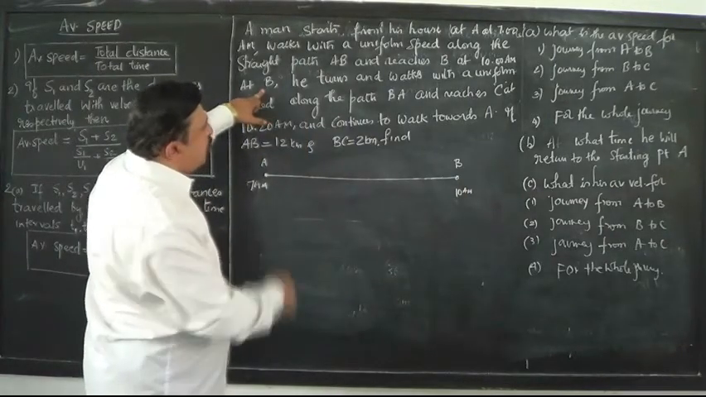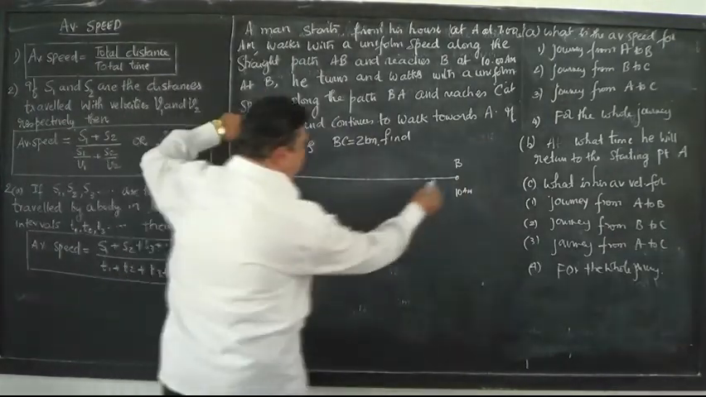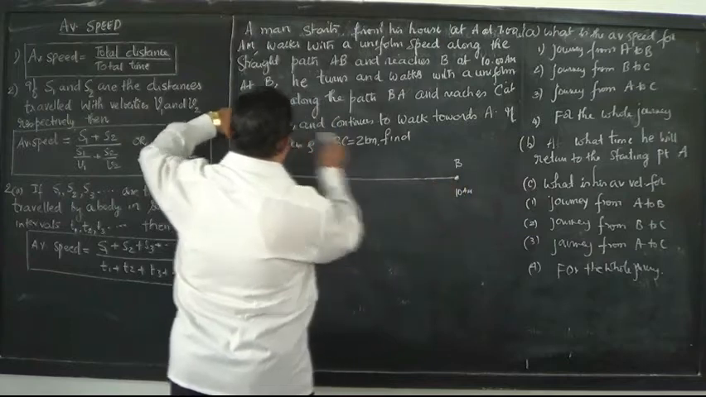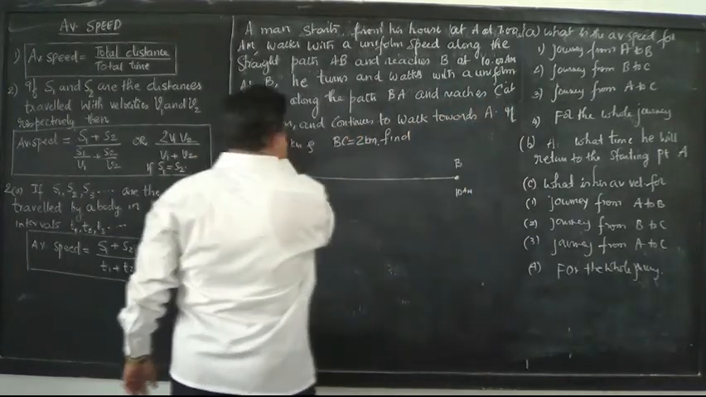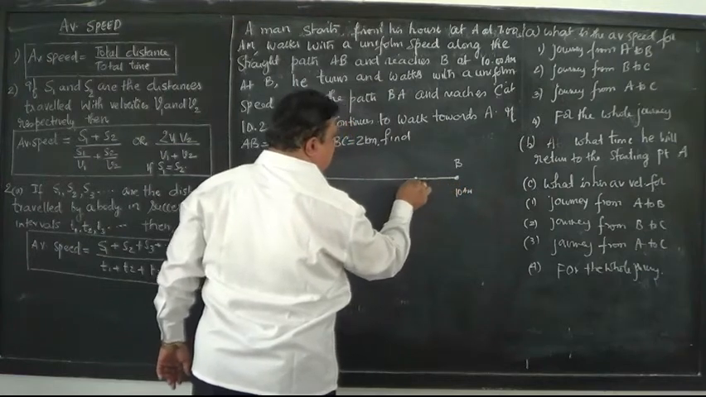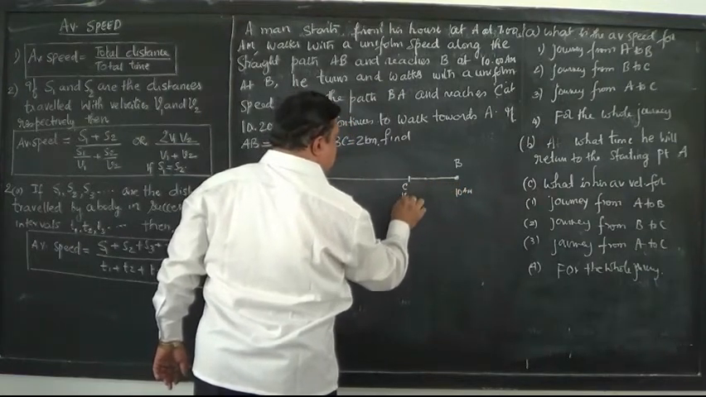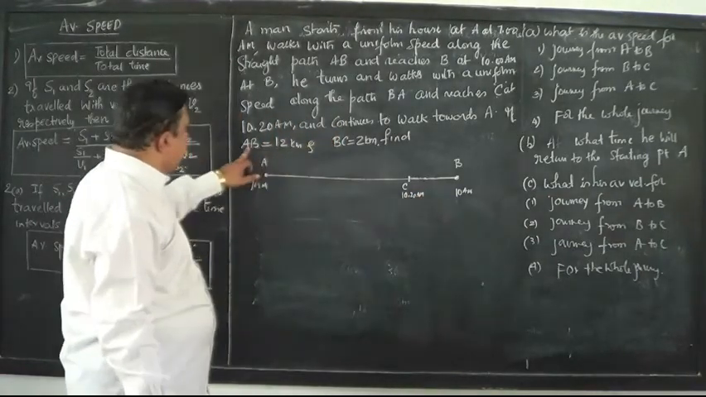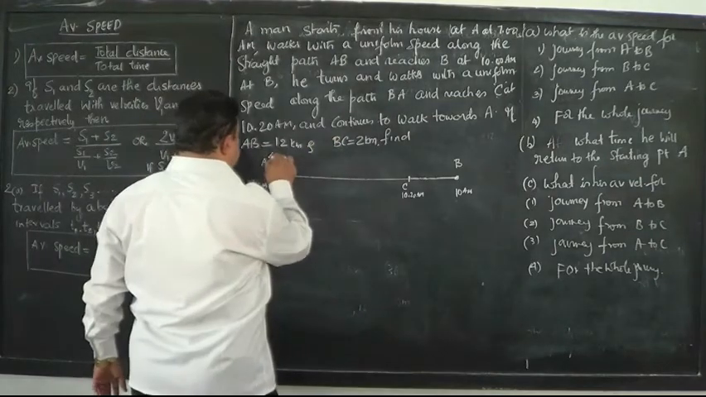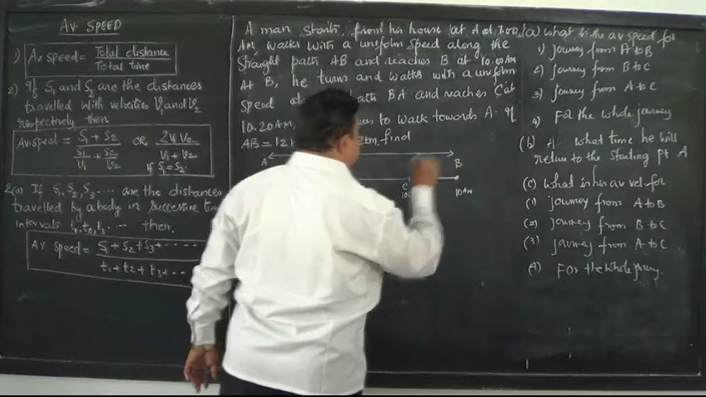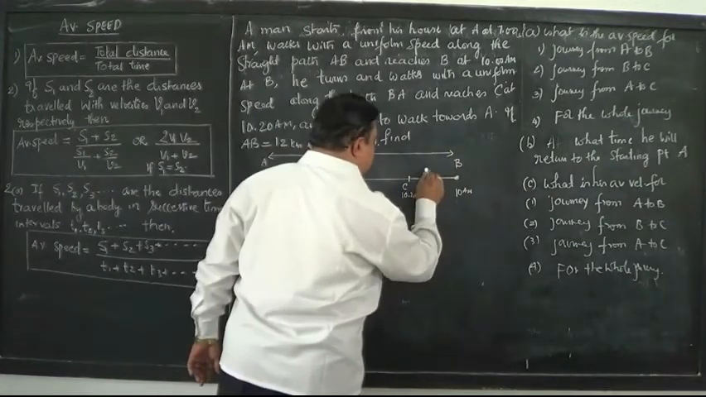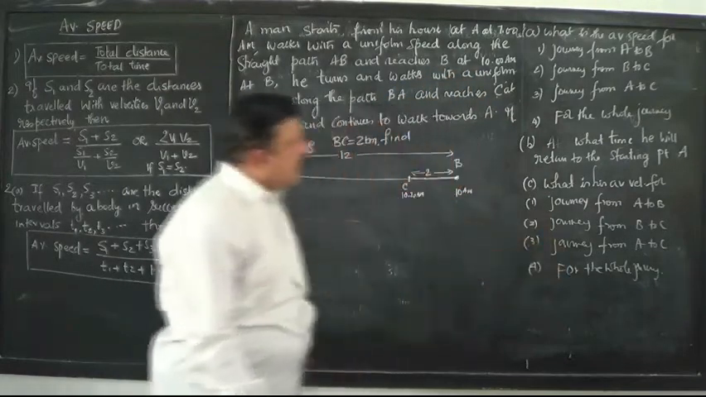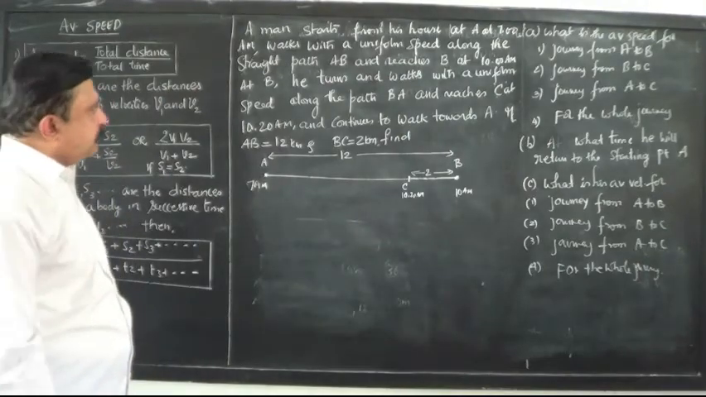At B, he turns and walks with a uniform speed along path BA. So after reaching this point, he changes his mind and starts walking towards A and reaches the point C at 10:20. So here it is 10 o'clock, now he is coming back. Now here he reaches C. Now what is the time? 10:20 a.m. It's given that AB equals 12 kilometers, so this stretch from A to B is 12 kilometers and B to C is 2 kilometers. Find out the answers to these questions.